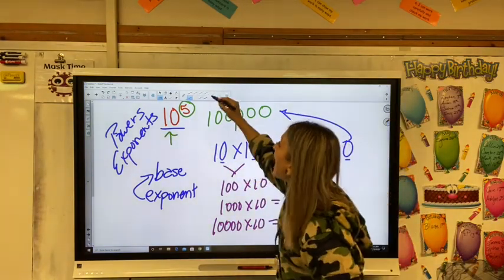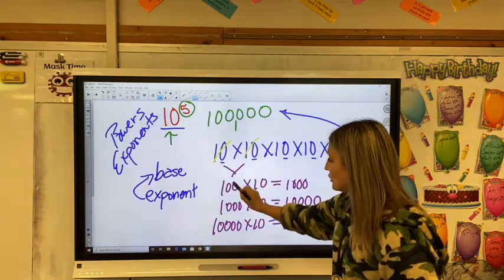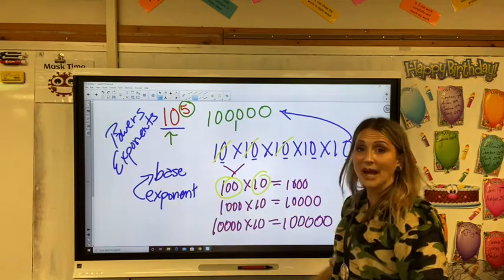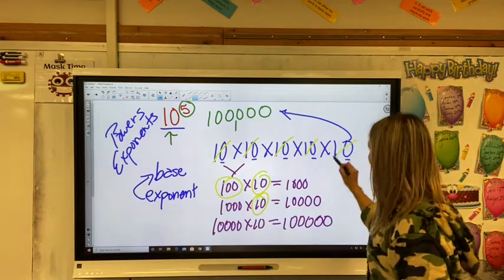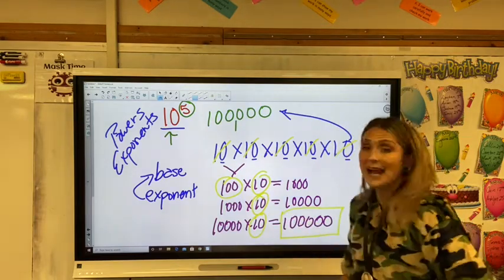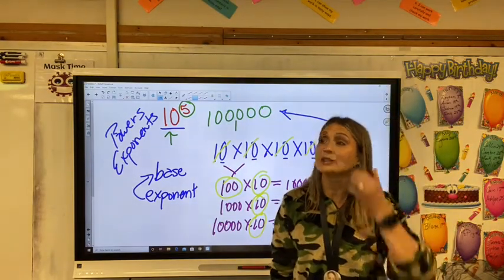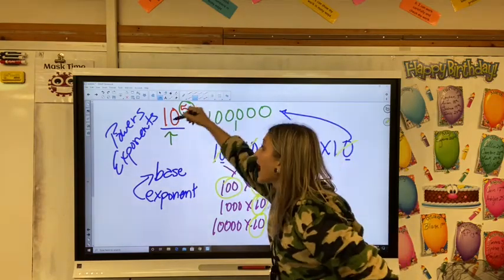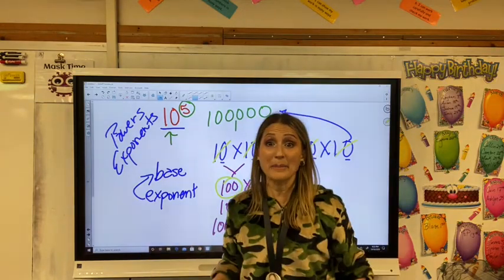And if you look back, sixth graders, you see there's 1, 2 tens. I use those to get 100. There's the third 10. It's right there. There's the fourth 10. It's right there. There's the fifth 10. It's right there. And that is how I got 100,000. It wasn't that I just added 5 zeros. Yes, you can do that, but only if that base number is a 10. It's not always going to be a 10.